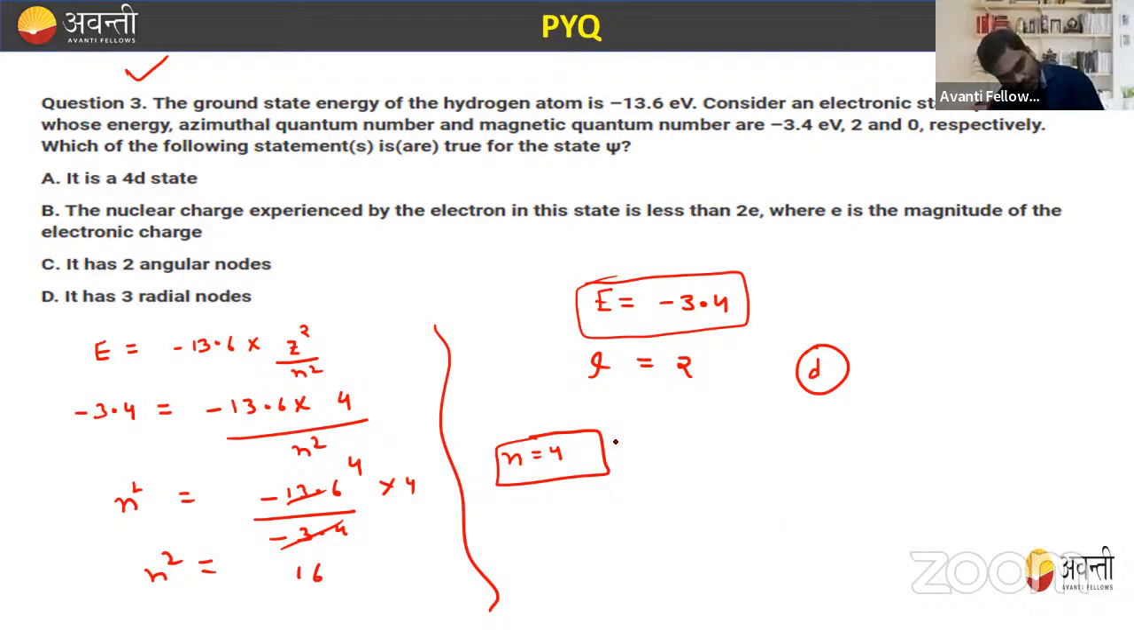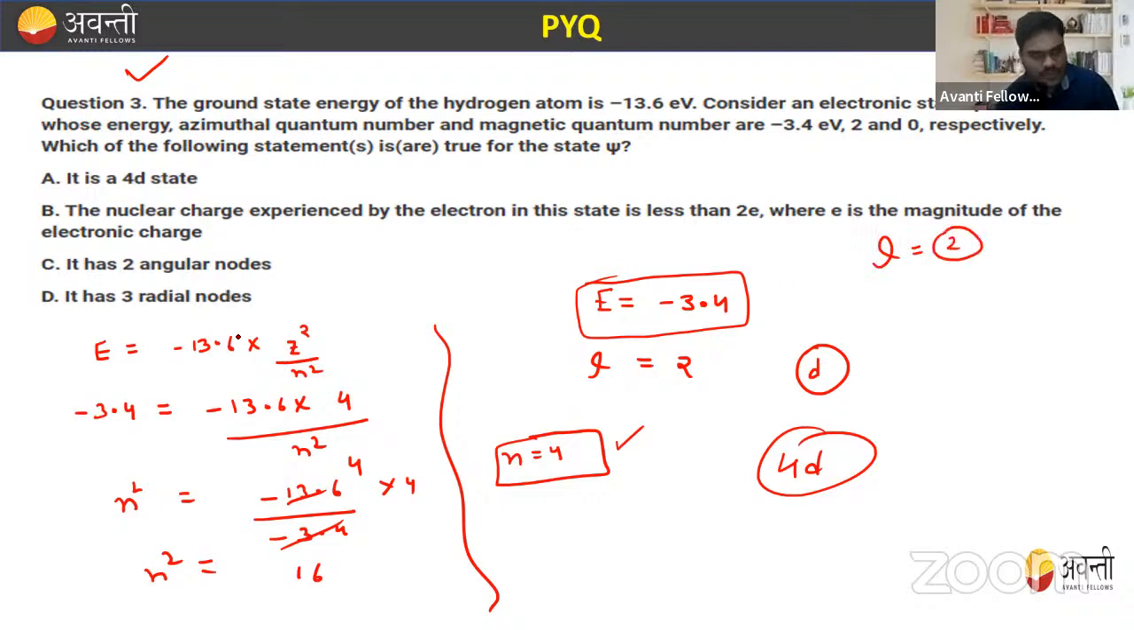Now, if n is equal to 4, then this will become 4D. And for 4D, how many angular nodes do we have? The angular node is equal to L, and L for 4D is equal to 2. So it has 2 angular nodes. Yes, this is true: 0, 1, 2. Is it 3 radial nodes? Let me check: n minus L minus 1. Here n is 4, L is 2, so 4 minus 2 minus 1 is 1. So this is wrong.